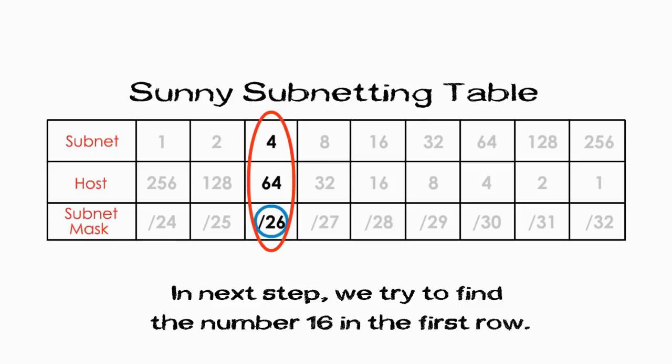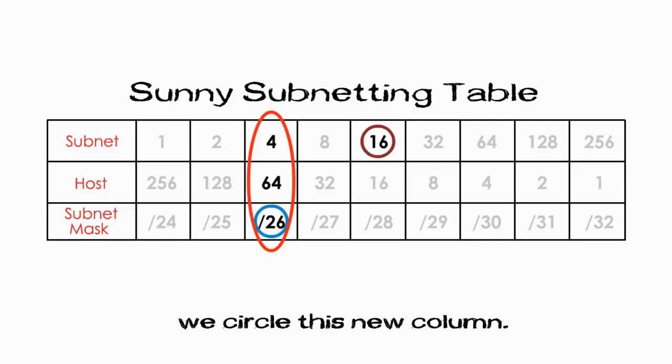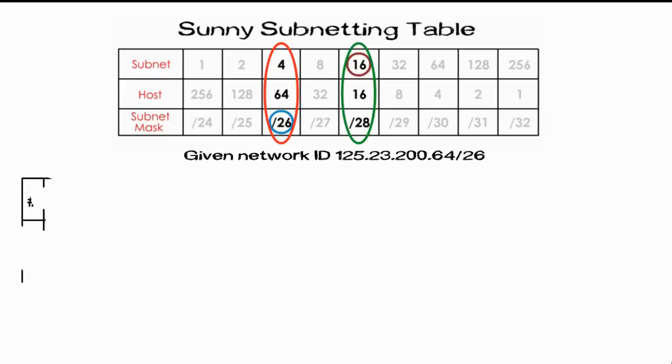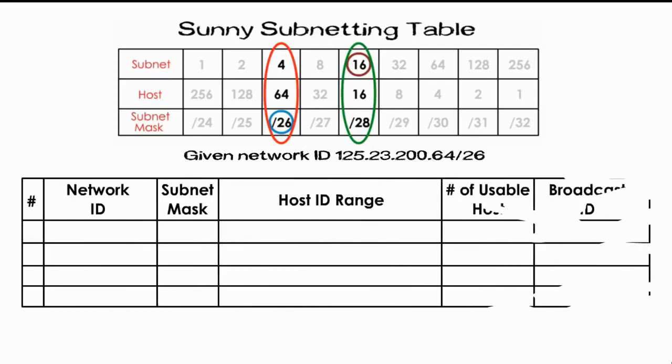In next step, we try to find the number 16 in the first row. Okay, we do see 16, and then we circle this whole new column. And all our answers lie in these new columns, actually 2 numbers. 16 host IDs and the subnet mask /28. Now the final step is to make a table to list new network ID, subnet mask, host ID range, the number of usable host IDs, and broadcast ID.